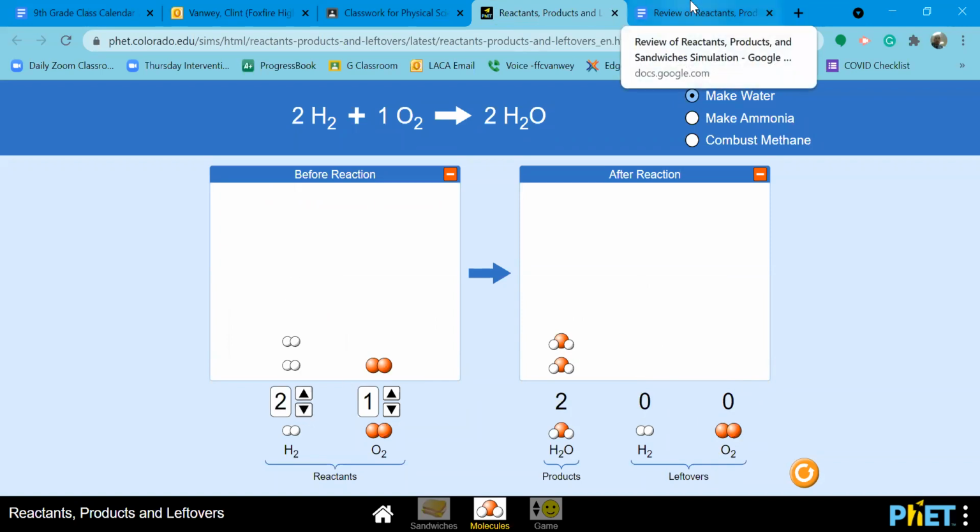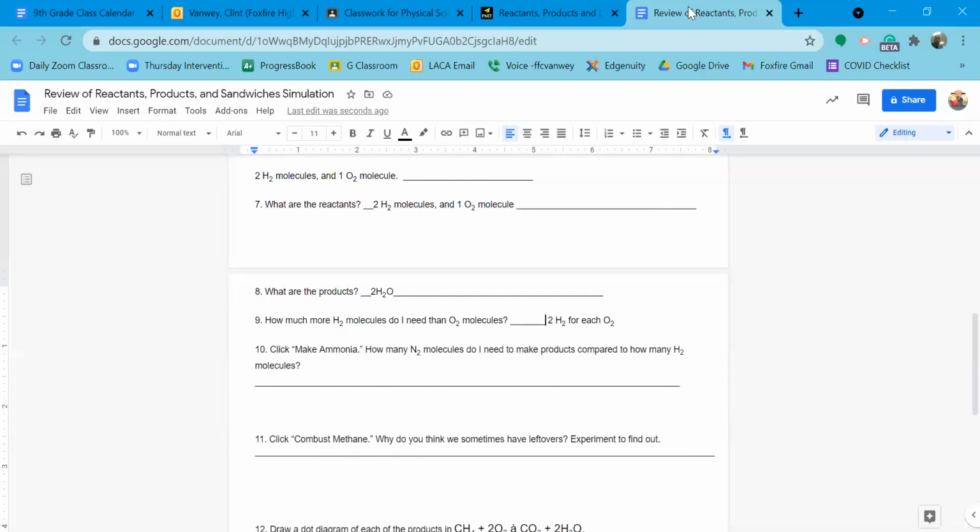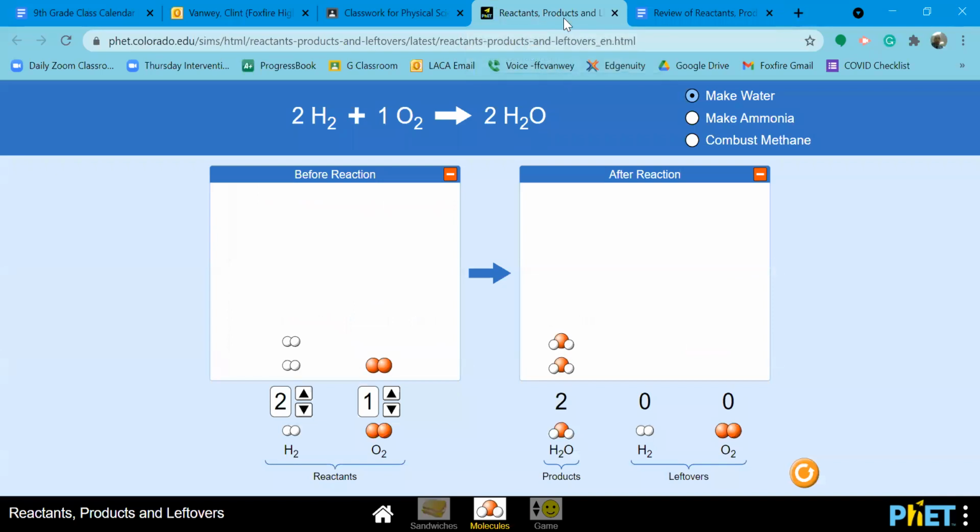That is the simplest look at stoichiometry. We're not there yet. Okay. Number 10 says click make ammonia. How many N2 molecules do I need to make products compared to how many H2 molecules? So again, it's going to ask me about the ratio. How many for each, right? So let's click make ammonia.